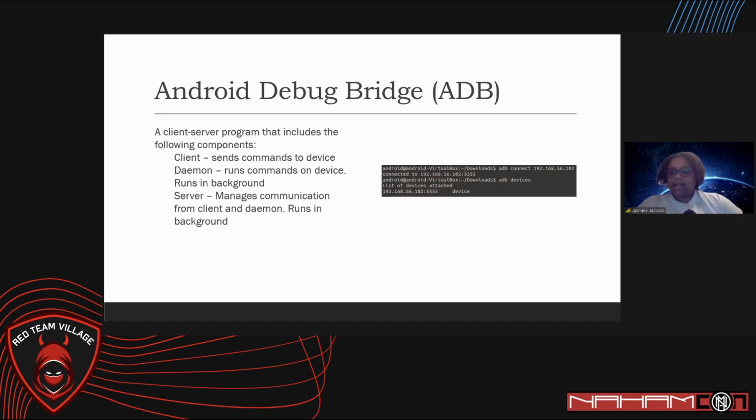On the right here, we see ADB connect, and what this is saying is, hey, we have a device, connect to this device, and we provide the IP address. Then the next command, ADB devices, shows that it has connected successfully. And for ADB, the port is 5555.